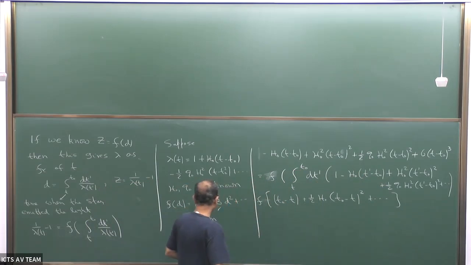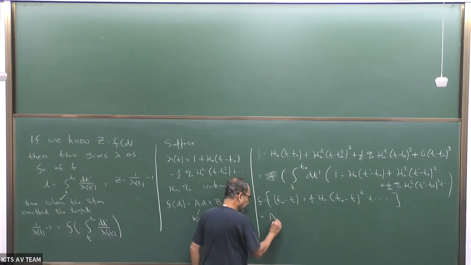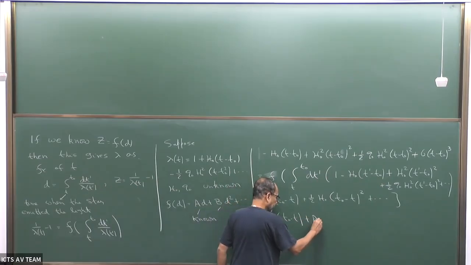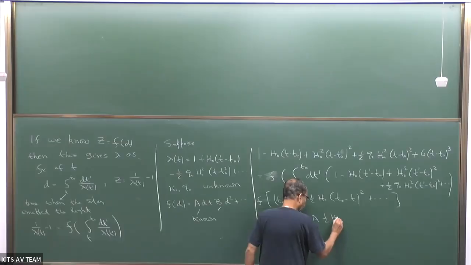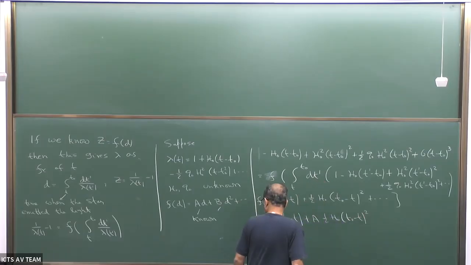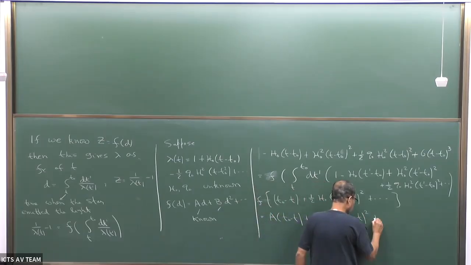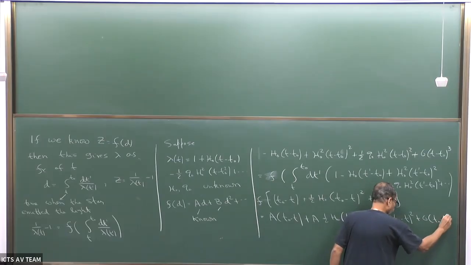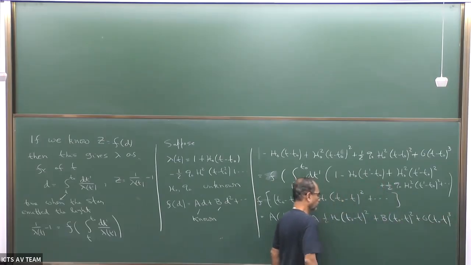Okay? And now I use the fact that f has this form. Okay? So this is now given by a times t naught minus t plus a times half h naught t naught minus t squared plus b t naught minus t squared plus order t naught minus t cubed.